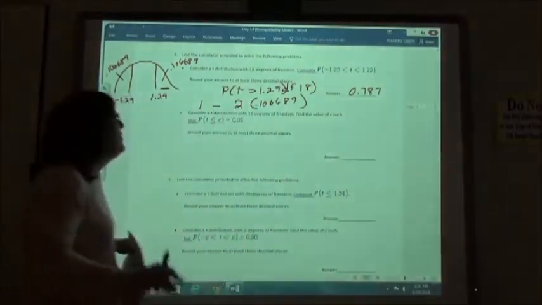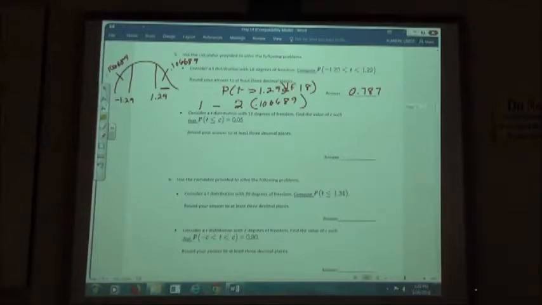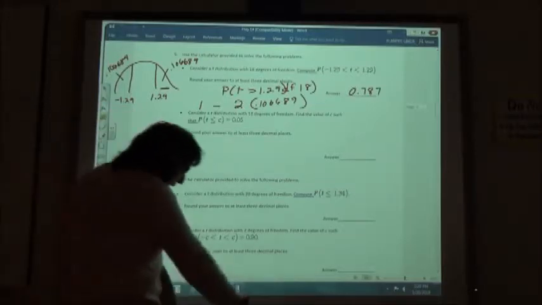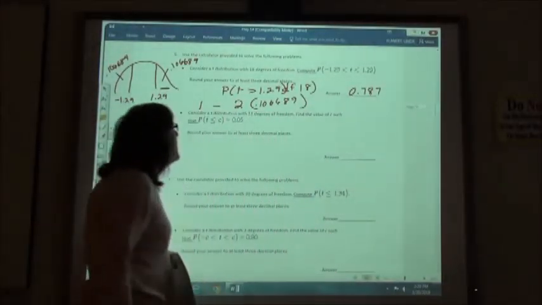Yep, 0.787. And they do give you a little wiggle room on the rounding because sometimes it will tell you in the problem how far to carry out your rounding, and this one it doesn't. And so sometimes they give you a little wiggle room when you do your answer.